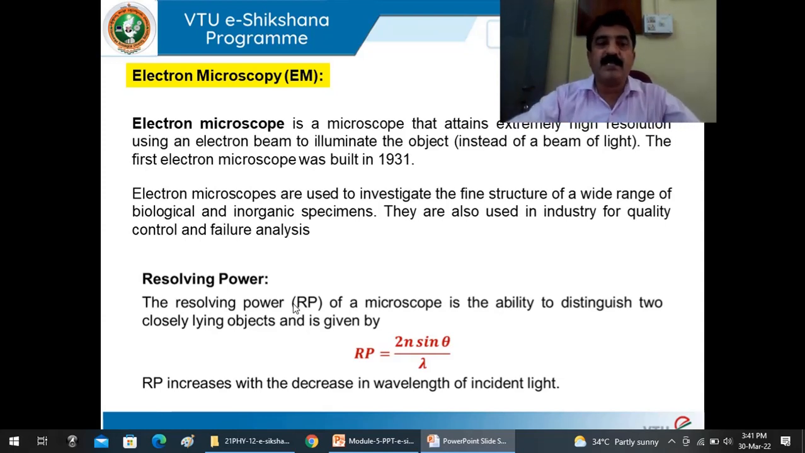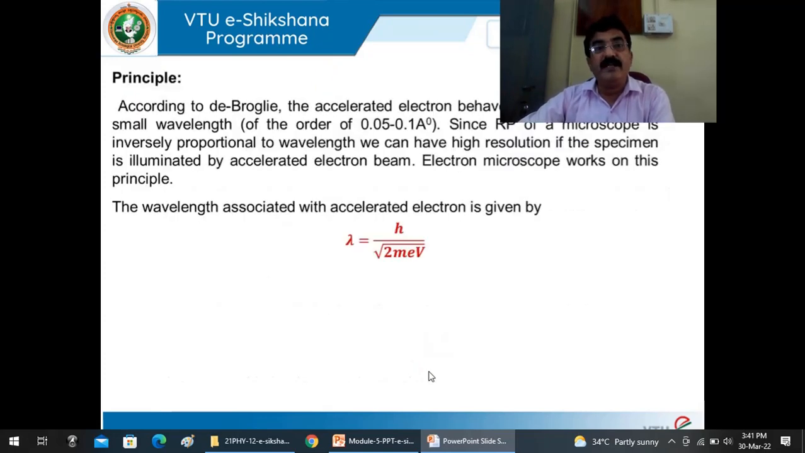And that resolving power is given by 2n sin theta divided by lambda. According to this formula, resolving power is inversely proportional to wavelength. When wavelength decreases, resolving power increases. And in modern physics, that is in module 2, you have already studied the de Broglie concept. According to de Broglie, accelerated electrons behave as waves with a very small wavelength.